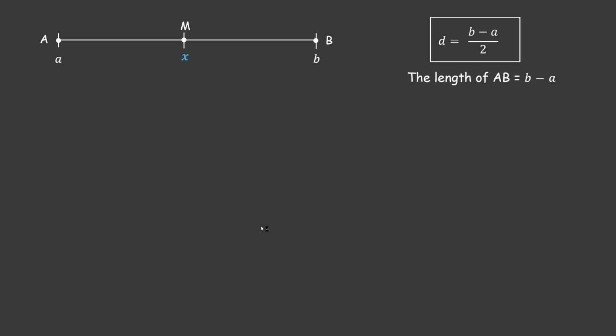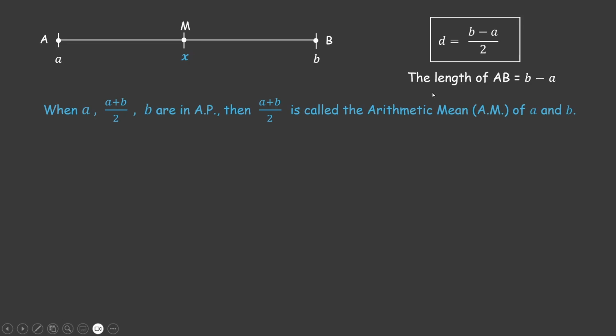So what do we see? This difference, (b - a)/2, represents each equal half of this line segment, right? The complete length is b minus a. This half represents (b - a)/2, and so does this half. So we can say that when a, (a + b)/2, b are in AP, then this term (a + b)/2 is called the arithmetic mean of a and b.